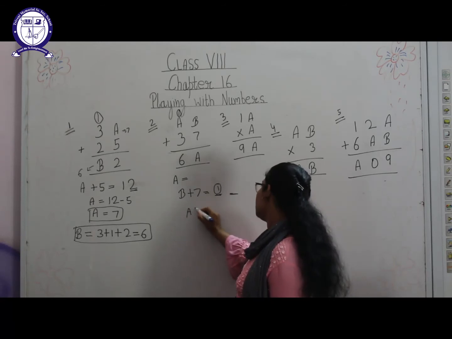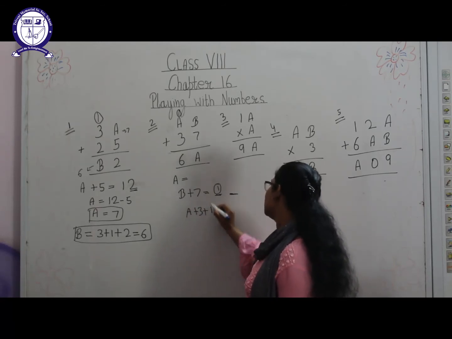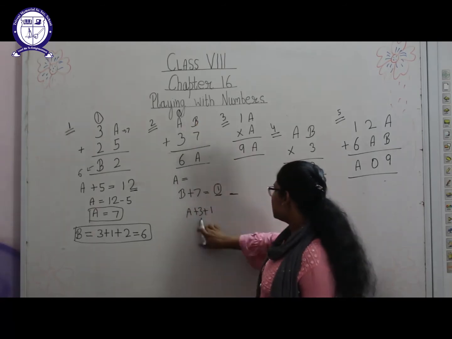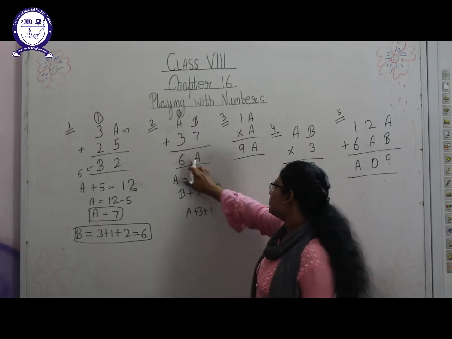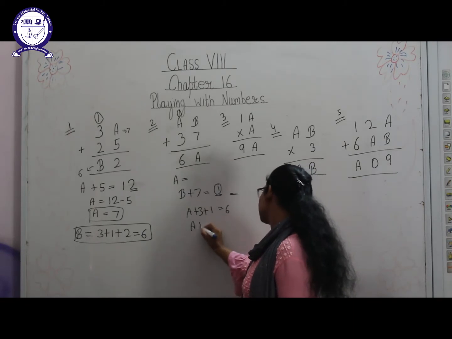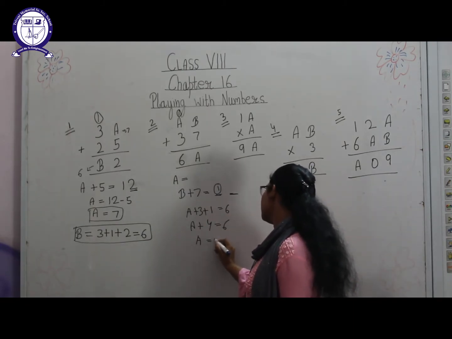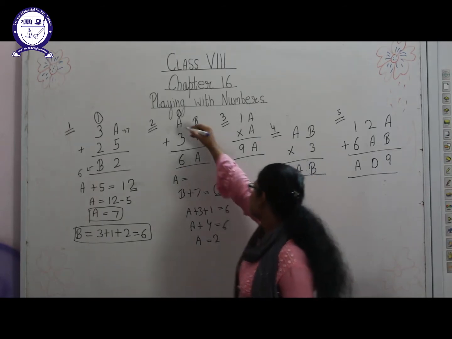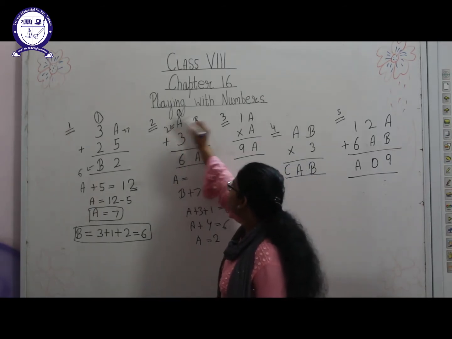See here, a plus 3 plus 1, here a is this, 3 is this and 1 is the carry. What should we get as answer? 6. Okay, so here a plus 4 is 6, so the value of a comes out to be 2 here. Okay, so the value of a is 2.